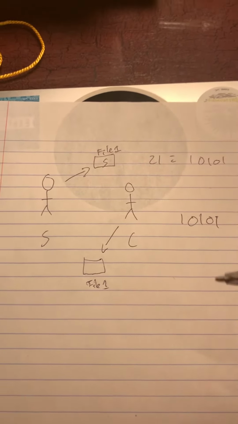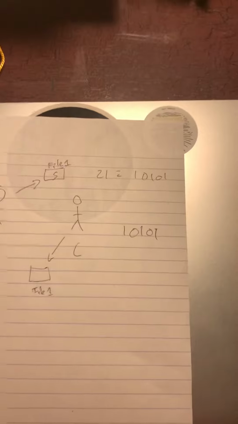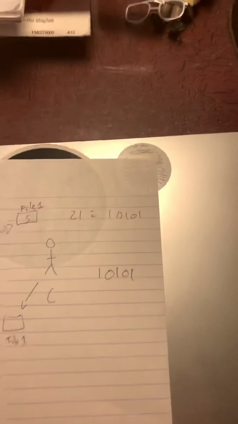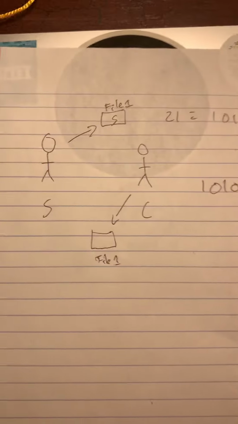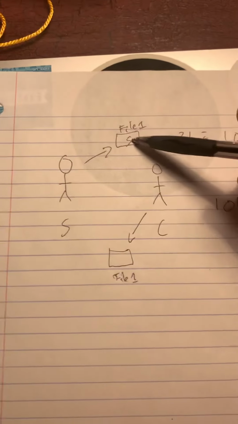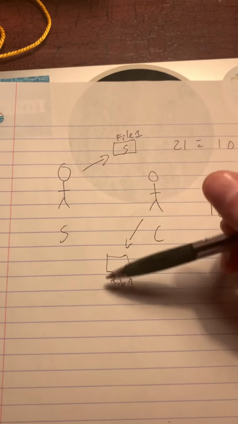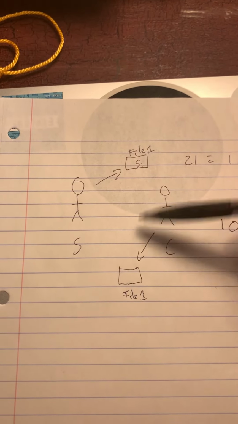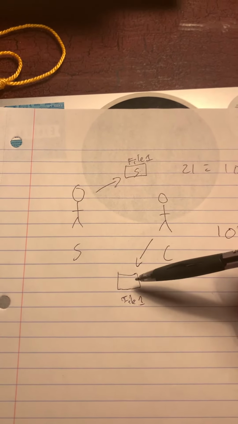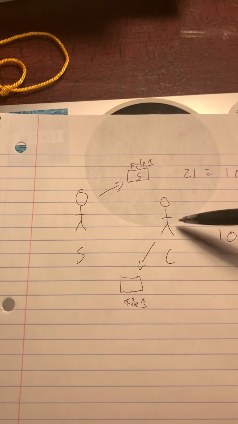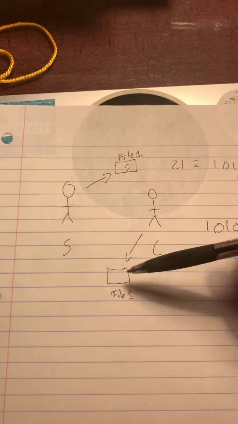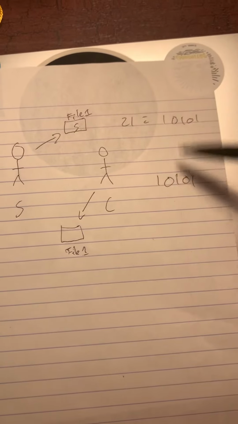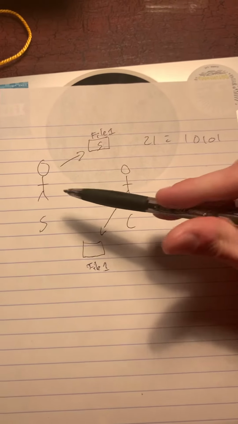And so the solution is called poly-instantiation, which is where the system allows two files of the same name to happen. That way, when C tries to create file 1 when it already exists, it goes through and they can't receive the signal from the secret user.